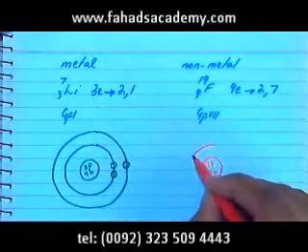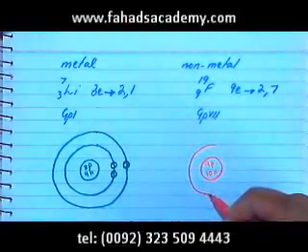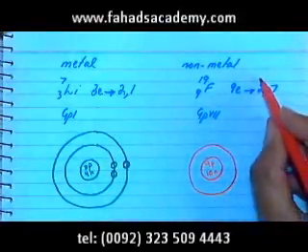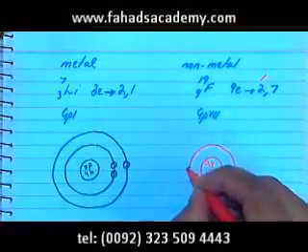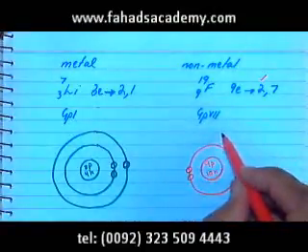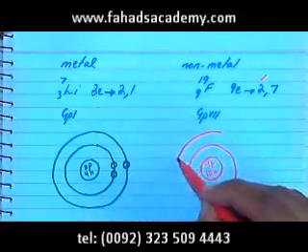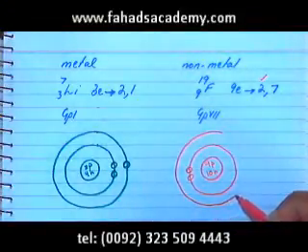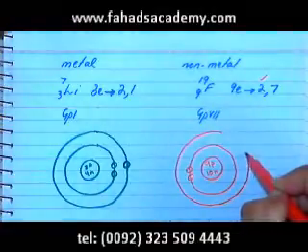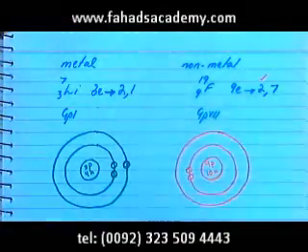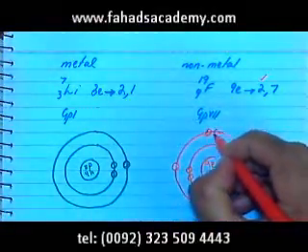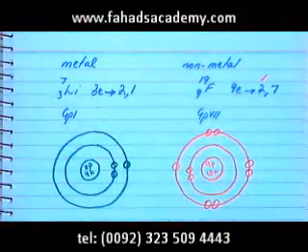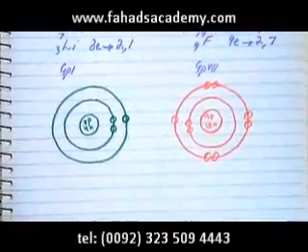So there are a total of 9 electrons. 2 electrons are in the inner shell, so here are your 2 electrons in the inner shell, and there are 7 electrons in the second shell, which is the outermost shell. So we have 7 electrons in the outermost shell of fluorine.